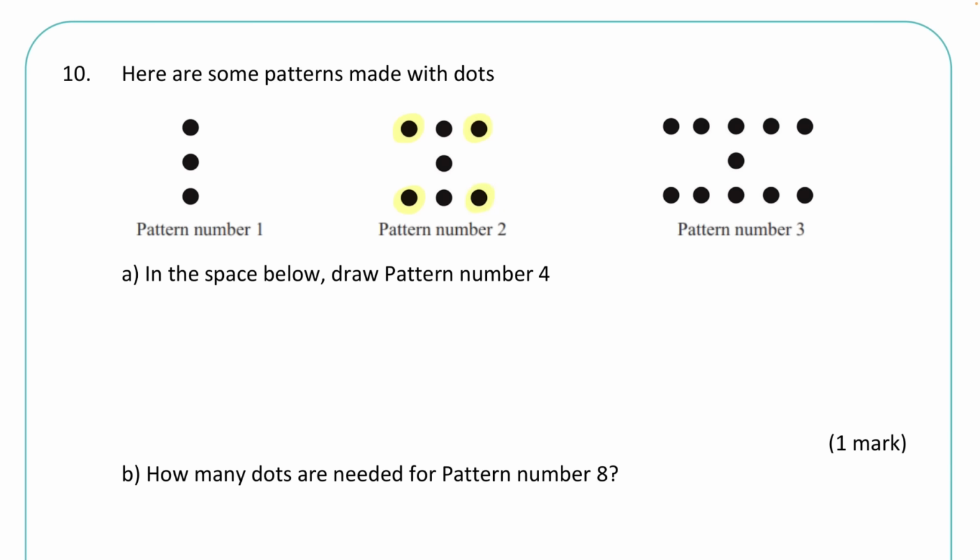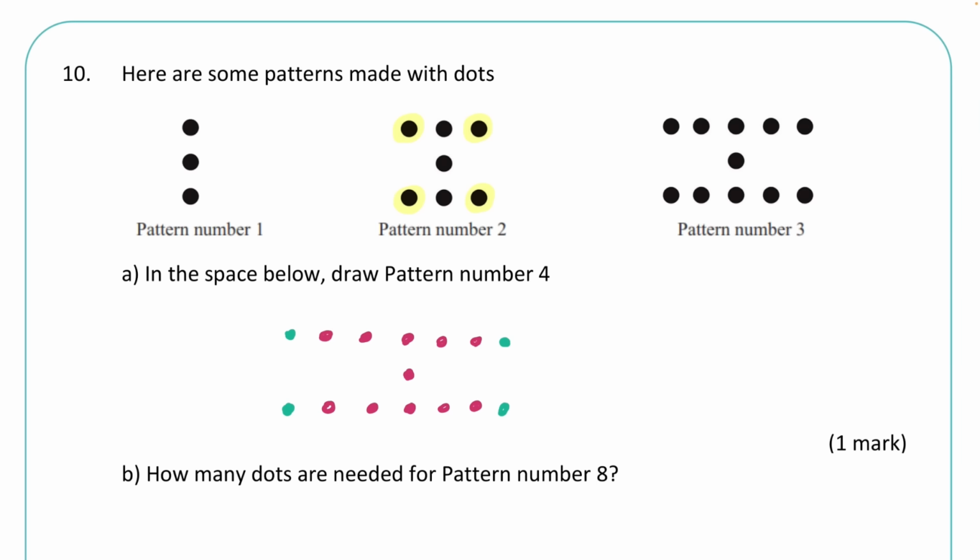So if we're going to draw this next pattern, first we want to replicate pattern number 3 as best we can. So we have the 3 dots in the middle. Now we have 2 there, 2 down here, 2 up there, and 2 more down here. So we're going to add on an additional 4 dots. So if I do those in a different colour so you can see which ones I've added on. So an extra 2 there, and an extra 2 here. And there we go, there is pattern number 4.